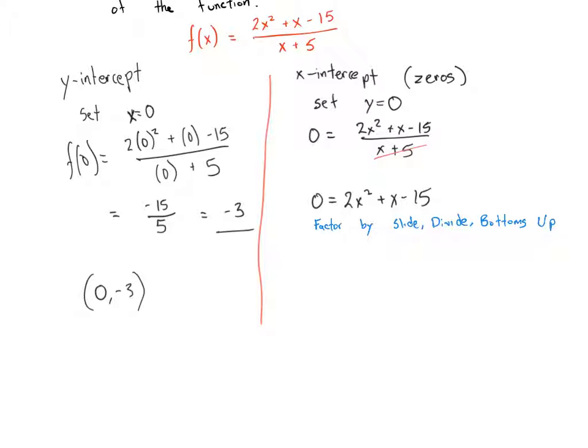All right, slide. What does that mean? 2 goes to the end. What does that mean? It multiplies to 15. 30.